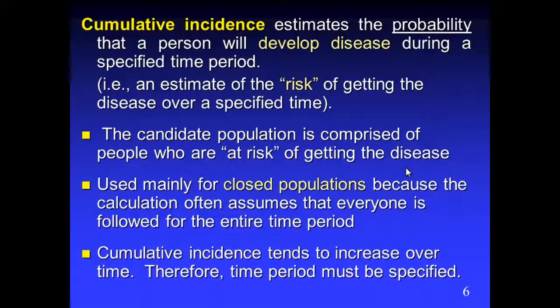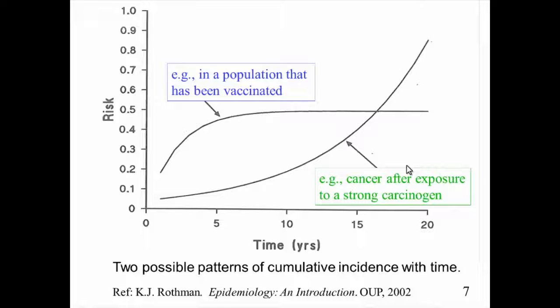So it makes sense then, if you think about it, that the cumulative incidence will increase with time, generally speaking, and so you've absolutely got to specify the time period. And this is illustrated by these two hypothetical measures of cumulative incidence and how it changes over time in two populations. So you can see that on the vertical axis, risk, or cumulative incidence, goes up to 1 or 100%, and this is time in years.